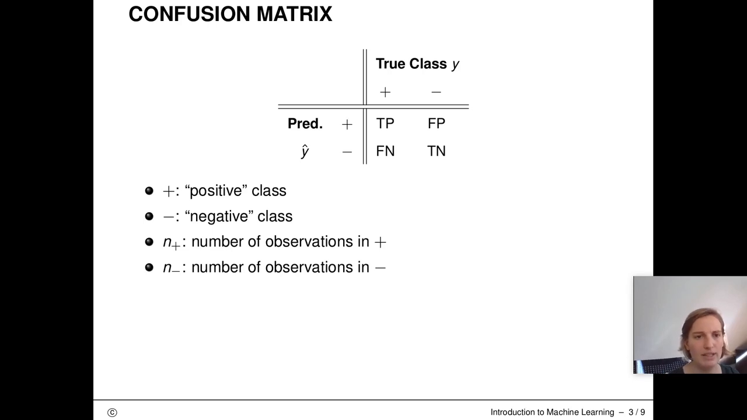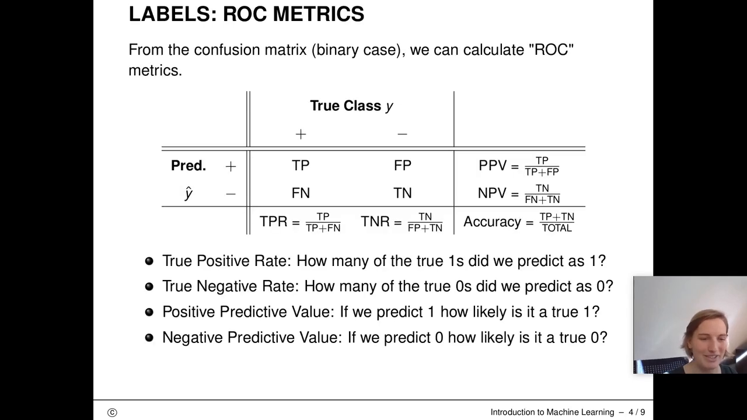Okay, now let's get to our new measures, the ROC metrics. The basic ROC metrics are defined by the entries in the confusion matrix, divided by either the respective row sum or column sum. What we get are rates of true positives, for example. This we call the true positive rate. It tells us how many of the ones or positives we actually predicted as ones or positives. And then there's the true negative rate. The true negative rate is the proportion of elements from the negative class that we predicted as being negative.